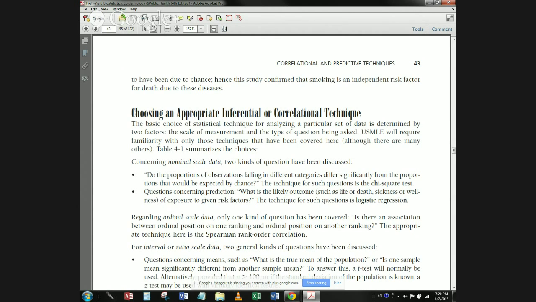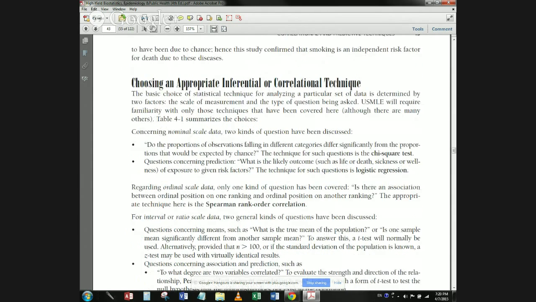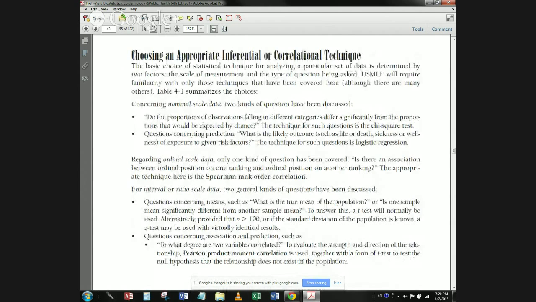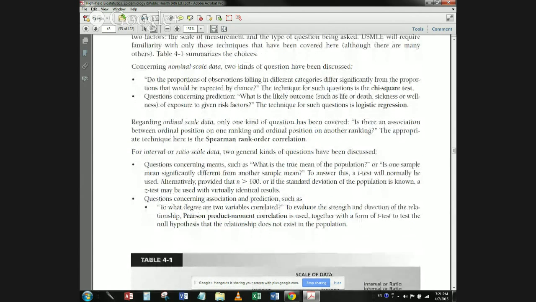Choosing an appropriate inferential or correlational technique. The basic choice of statistical technique for analyzing a particular set of data is determined by two factors: the scale of measurements and the type of question being asked. USMLE will require familiarity with only those techniques that have been covered here, although there are many others. Table 4.1 summarizes the choices.